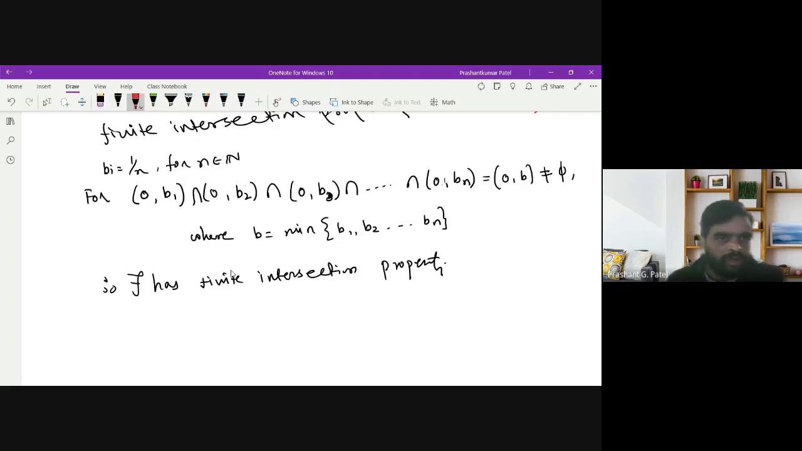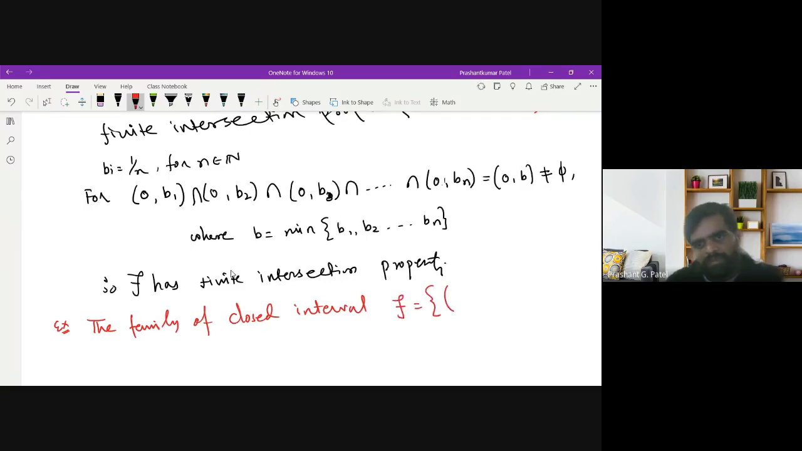Let's take another example. The family of closed intervals: you can pick script F as the set of all closed intervals from -1 by n to 1 by n, where n belongs to N. This has the finite intersection property.